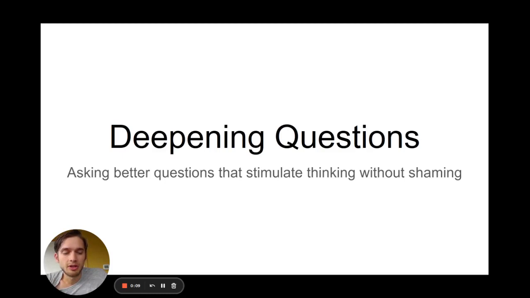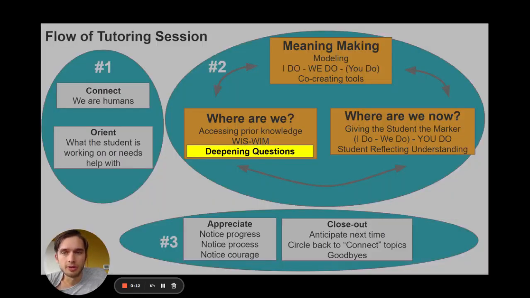So, in our flow of a tutoring session, after we've connected and oriented, we're going through the process. And the first part of the process is: where are we? That's where we're trying to figure out where the student is, where their knowledge is, and where we have to work from, right? One of the tools we can use to figure out where we are is deepening questions. This is a way of probing the limits of what a student knows, as far as content, but also as far as process.